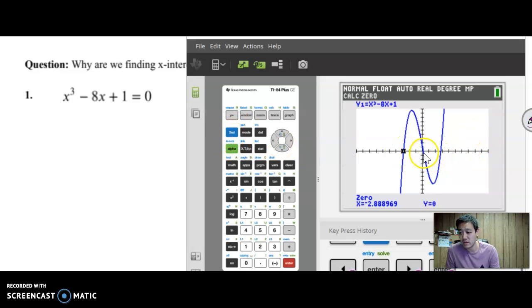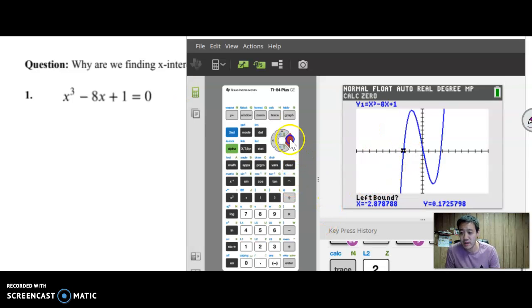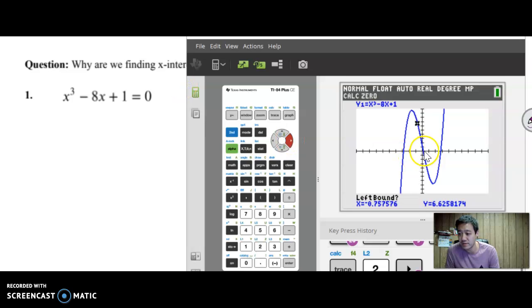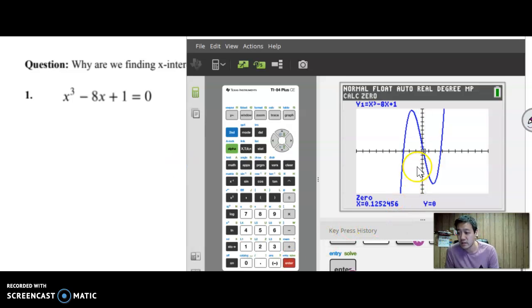Now you have to do it again for this one and this one, right? So I'm going to do second calc. I'm going to choose option 2, left bound, just somewhere to the left of this x-intercept. This is fine where it is. I'm going to hit enter. Then right bound, I'm going to move it to the right of that x-intercept. I'm going to hit enter, and I'm going to ask for it to guess, and it's at 0.13.